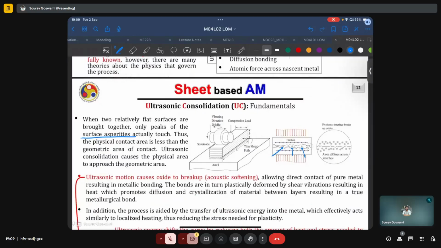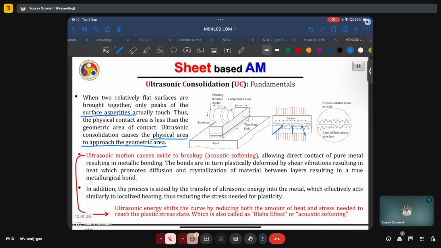Thus, when we are bringing these two surfaces in contact, it's just the asperities of the two surfaces which are coming in contact. Thus, the apparent area of contact is equal to the geometric area of contact, whereas the actual area of contact is just a tiny fraction of it. The physical contact area is much less than the geometric area of contact, and ultrasonic consolidation causes the physical area or the actual area of contact to approach the geometric area of contact under the application of normal loads, and these transfers ultrasonic vibrations.